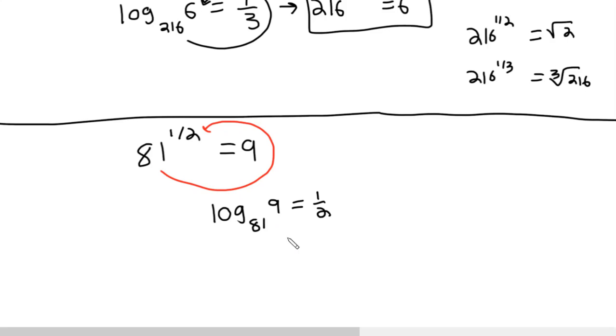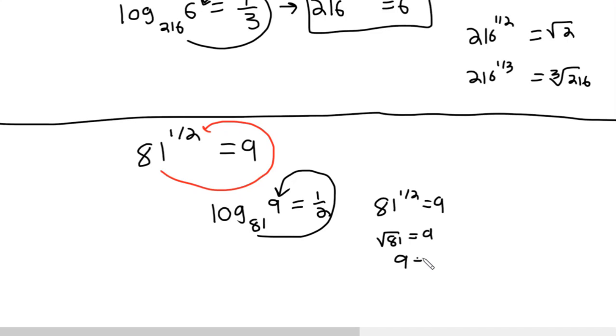And you can even check this too, just by doing the swoop method again. 81 to the 1/2 equals 9. And remember what 81 to the 1/2 is saying. That's saying the square root of 81 equals 9, and that's just saying 9 equals 9, which is a perfectly valid statement. So that makes sense. So that's basically how you do it, and I'll just box this answer really quick.